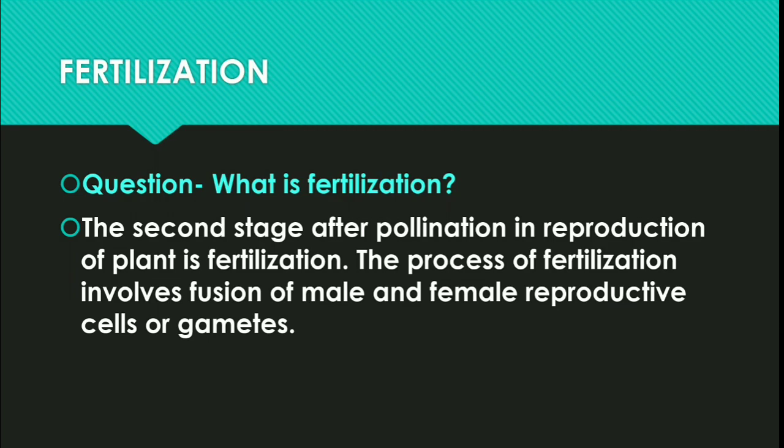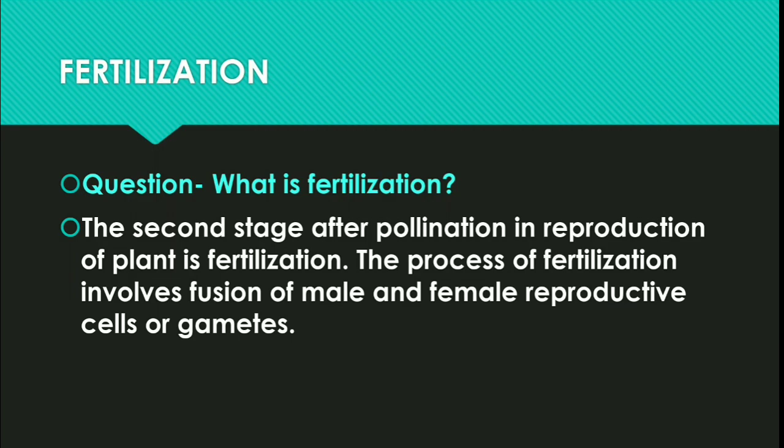First of all, as I have already told you, the reproduction in plants takes place in two stages. The first stage is pollination and the second stage is fertilization. The first stage, pollination, we have already discussed in the previous lesson. Today we are going to study the second stage, that is fertilization.